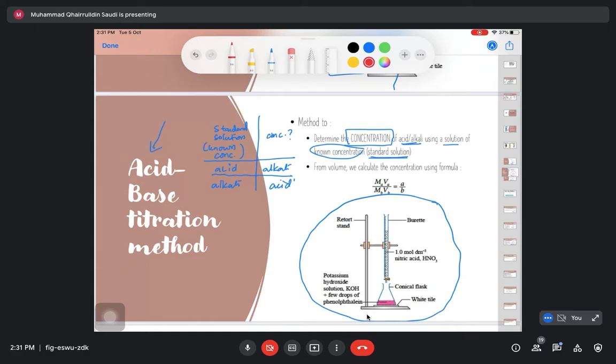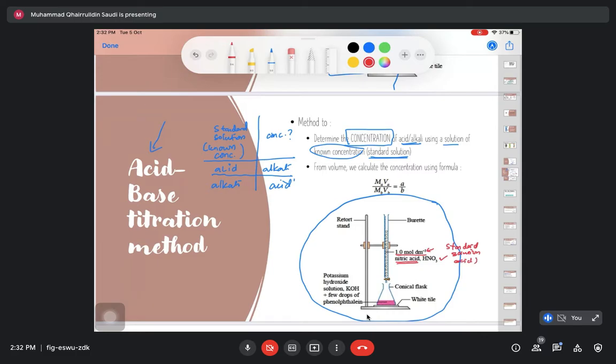Nitric acid. Good. 1.0 mole is the concentration. Our standard solution is nitric acid. Good. So this is our standard solution. So the standard solution is nitric acid, an acid.